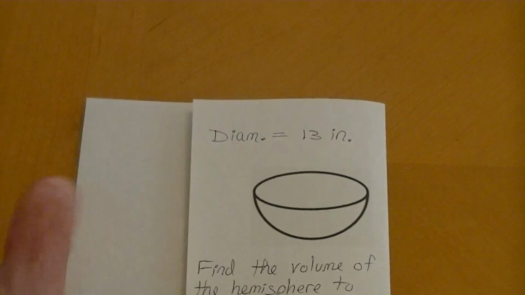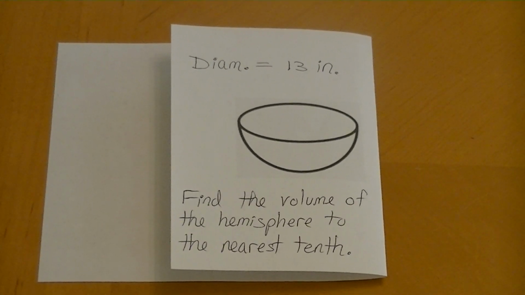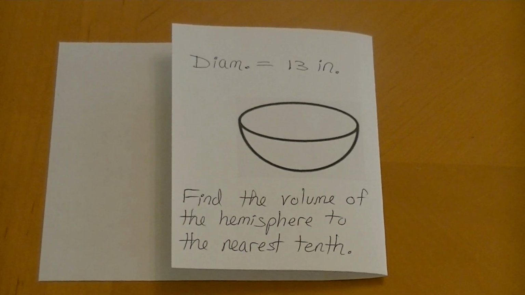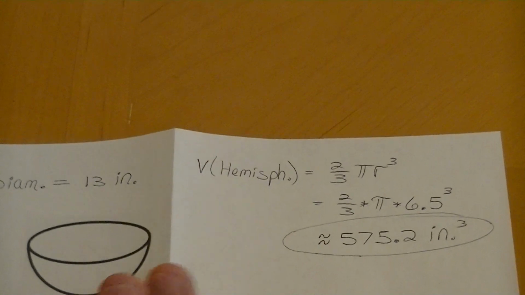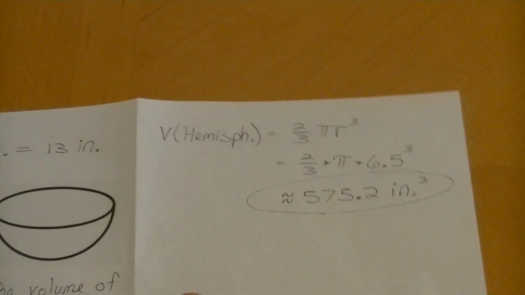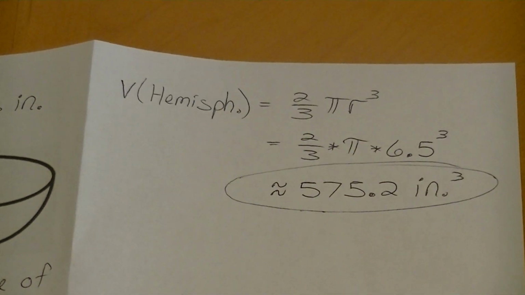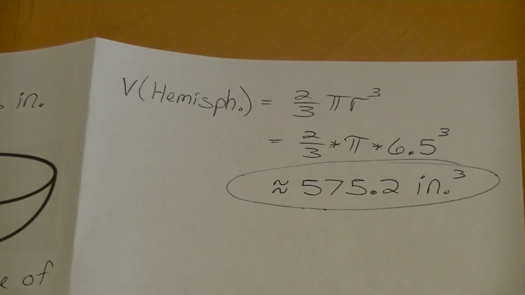All right, how about this one? What's the volume of this hemisphere to the nearest tenths if the diameter is 13 inches? Well, if the diameter is 13 inches, the radius is 6.5 inches. But remember, the volume of a hemisphere is not 4/3, it's 2/3 pi r cubed. So 2/3 pi times 6.5 cubed is 575.2 inches cubed. I've got 2 left for you.